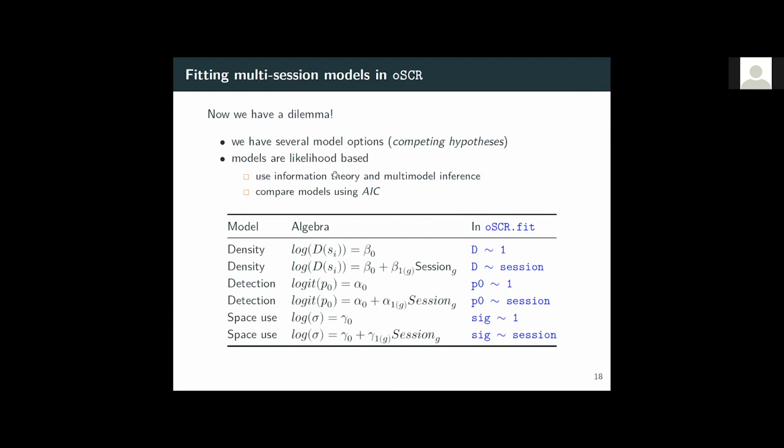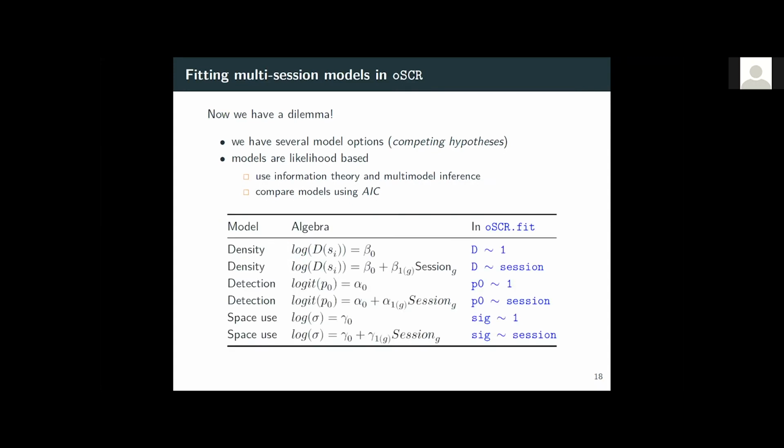So we can model density as fixed across all sessions, or we can model a session-specific density, where we're estimating a density for each of the sessions. Likewise, we can do that for detectability, and we can also do that for the sigma parameter. And we can actually do all combinations of these. So we are faced with quite a few modeling options and some interesting questions to potentially answer.